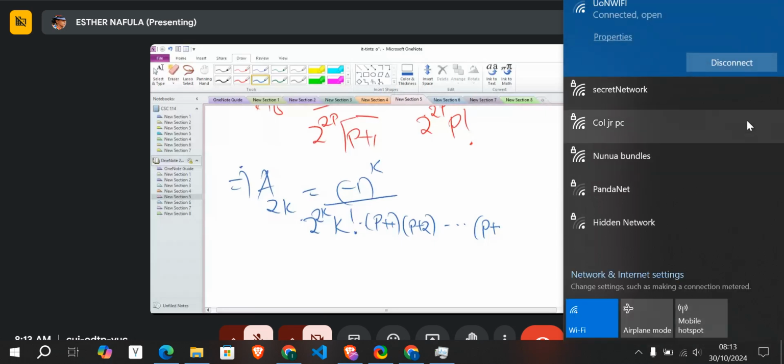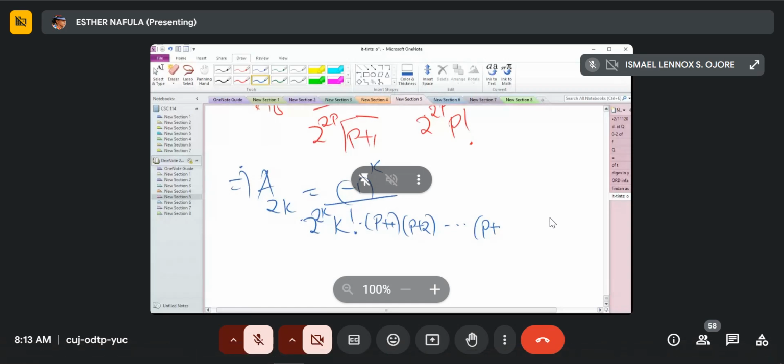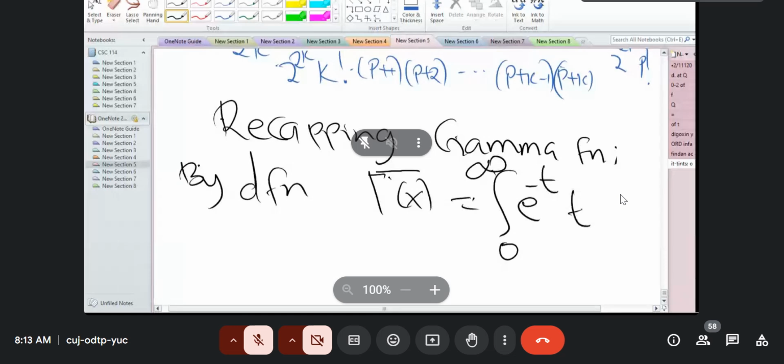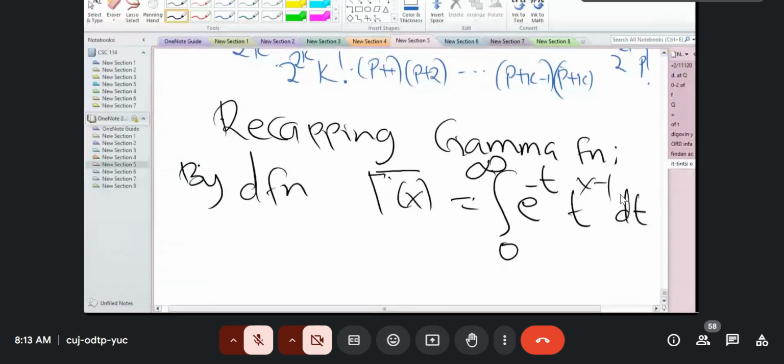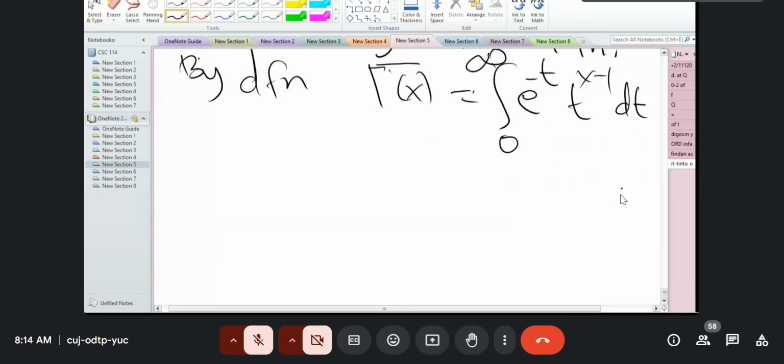Gamma function. Gamma function of x is given by the integral running from 0 to infinity, e raised to minus t, t raised to x minus 1 dt. Gamma function is defined by gamma of x is the integral from 0 to infinity e minus t, t to power x minus 1 dt for x greater than 0.